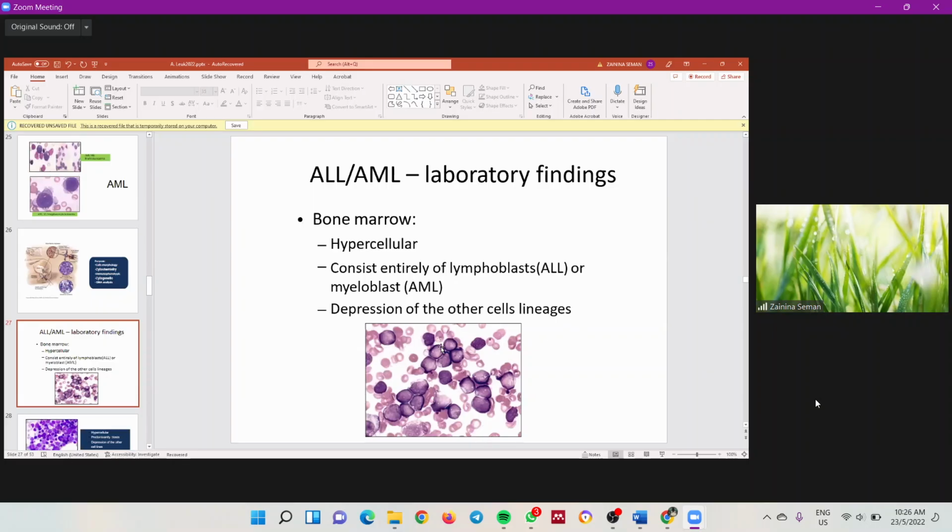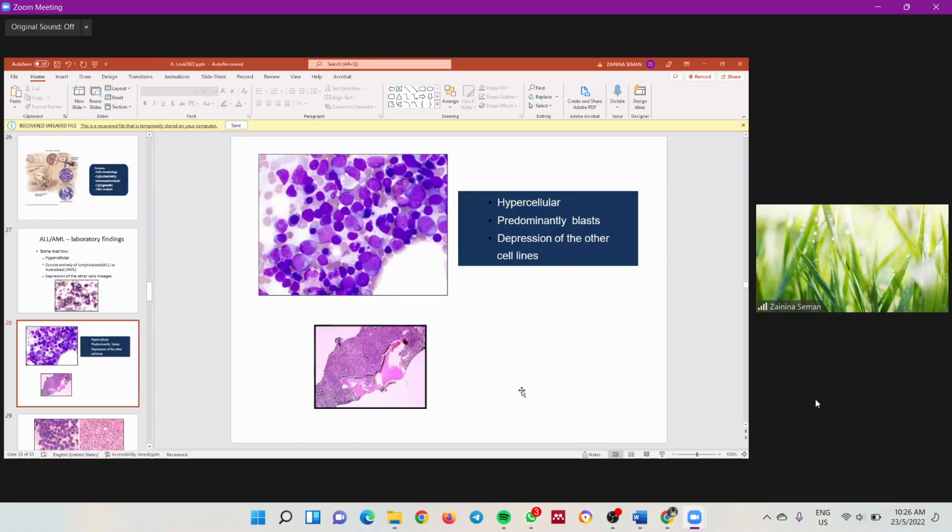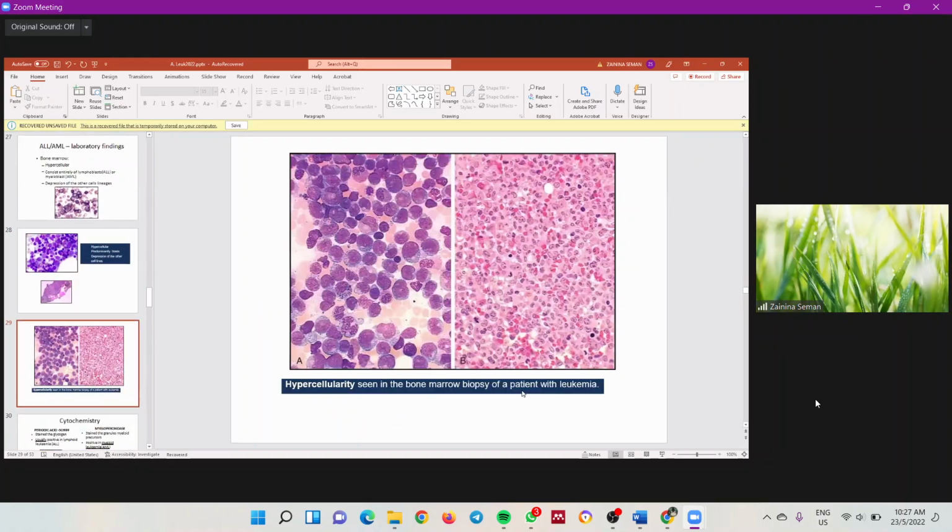So what you're going to see from the BMAT just now, this is the bone marrow smear. It is hypercellular, and the cells consist entirely of lymphoblasts or myeloblasts, depending on the type of leukemia. And you won't see any other normal cell lineages because they are being suppressed by the blast cells. This is to show you the smear is hypercellular and consists of predominant blasts and suppression of the other normal cell lineages. Again, this is also similar, hypercellularity of the bone marrow.